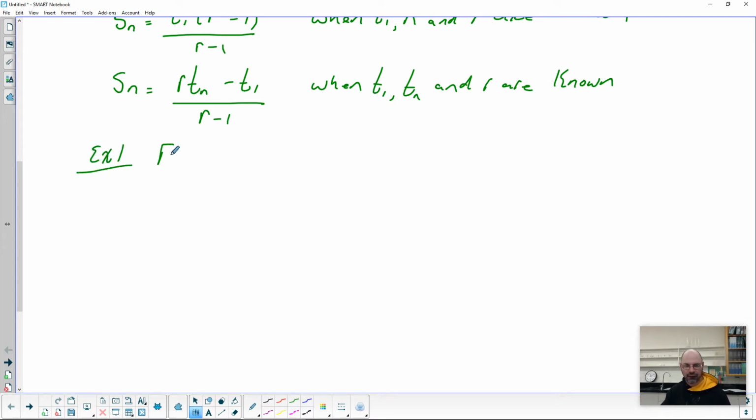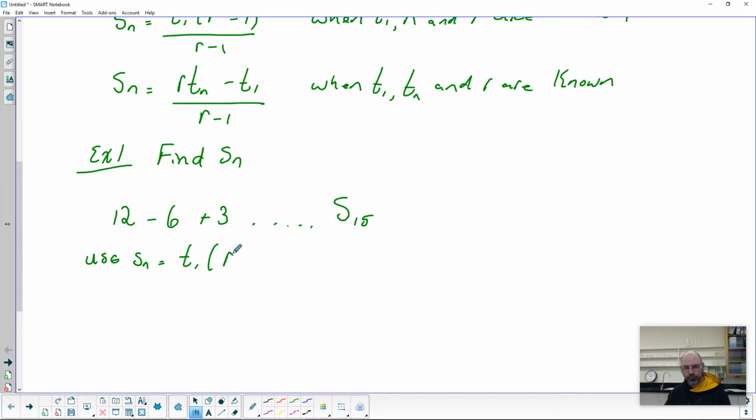so find the Sn. Let's say I had 12, -6, +3, and so on, all the way up to the 15th term. I don't know what the final term is. I know what T1 is. I know the number of terms is 15, and I know the ratio if I do my dividing. So we're going to use the top formula. So that's this one.